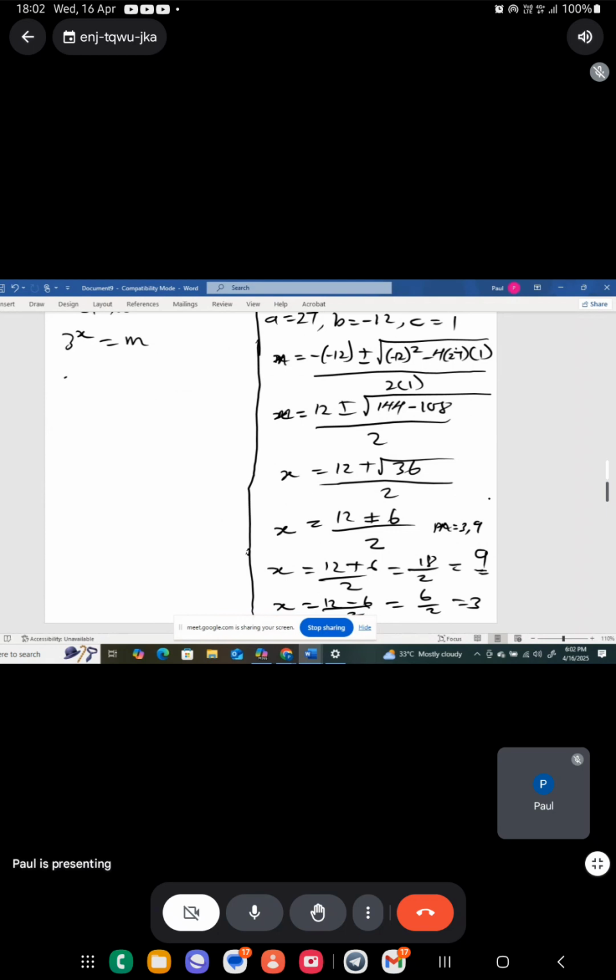So when m is 3, 3 to the power x will be equal to 3. By comparison, the bases are equal, so 3 is to the power 1. Therefore x is equal to 1. Then the second one, when m is 9, 3 to the power x is equal to 9, and 9 equals 3 to the power 2. So by comparison, x is equal to 2.